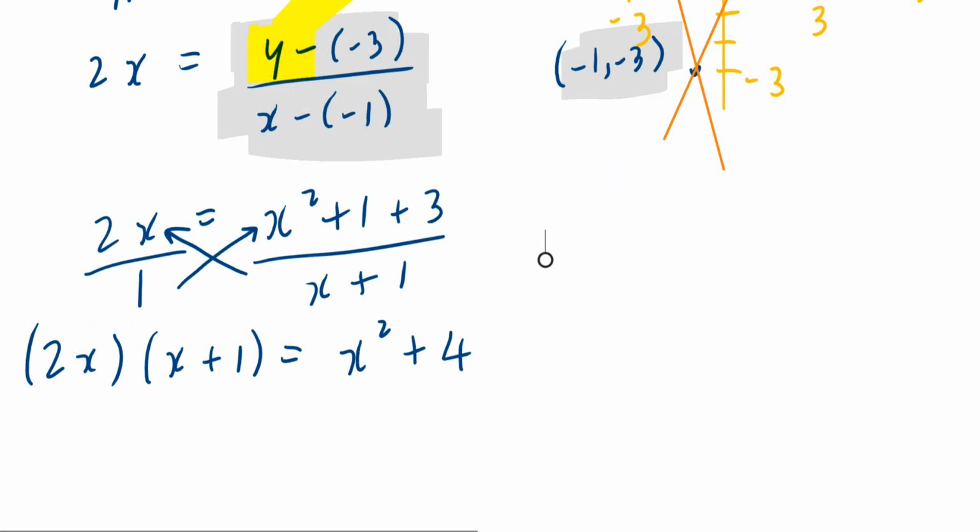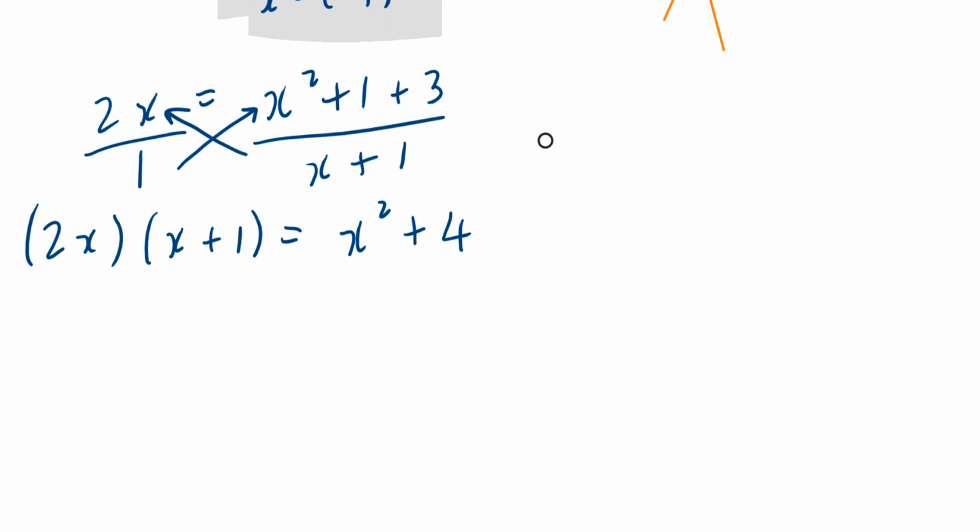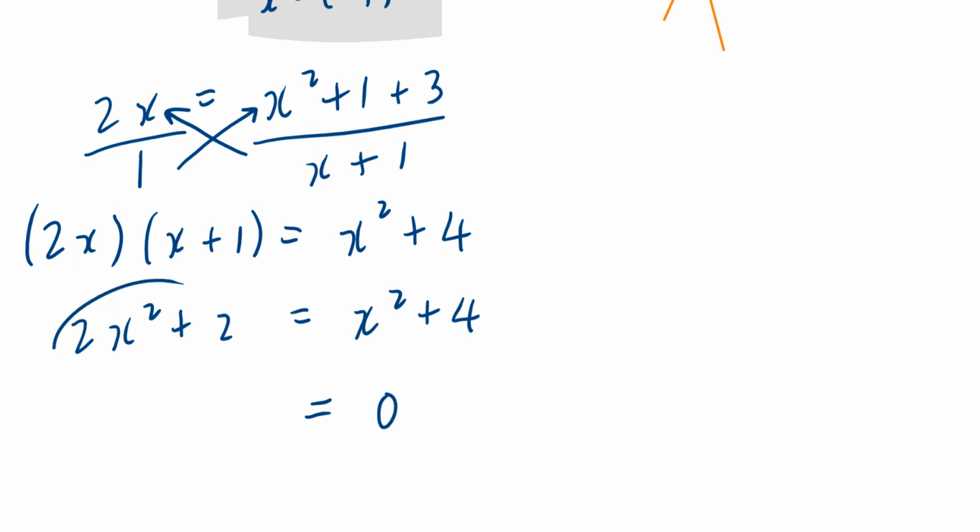Now at this point, think about how to solve for x. If I expand the left-hand side, this is going to be 2x squared plus 2. On the right-hand side, this is going to be x squared plus 4. I bring everything to one side, and this is going to be 2x squared minus 1x squared. That's going to be x squared.